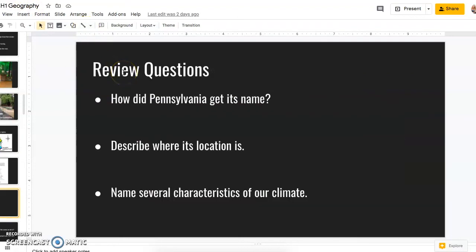Now, for the review questions that I want you to answer in the Google Forms. How did Pennsylvania get its name? Just 2 sentences on how Pennsylvania got its name. The second one is describe where its location is. Again, this should be self-evident to you guys, but how exactly did we describe it? What were the key terms you could say? Last one, name several characteristics of our climate. Once again, this should be obvious, so just name a couple things.